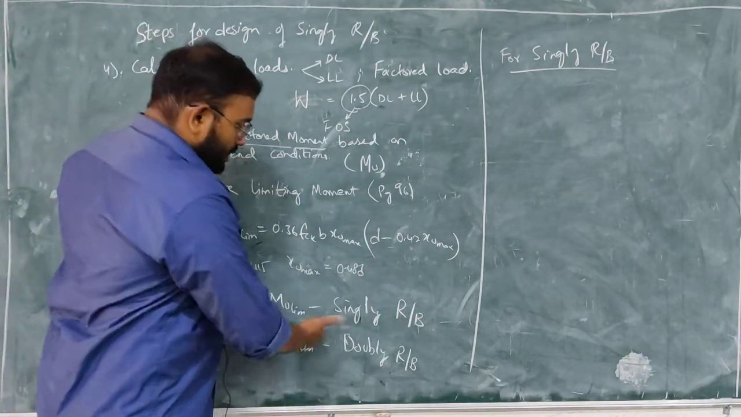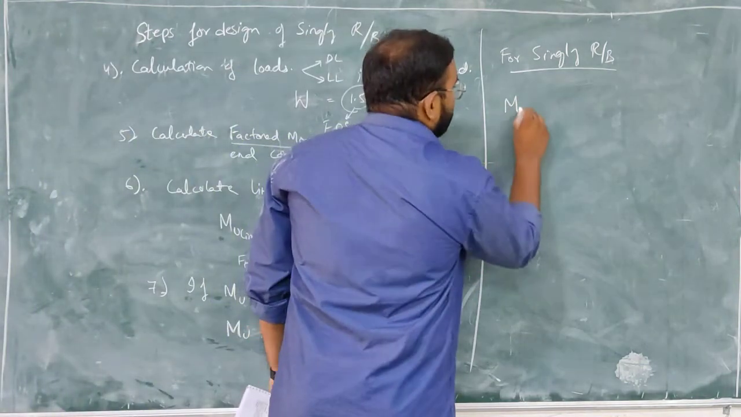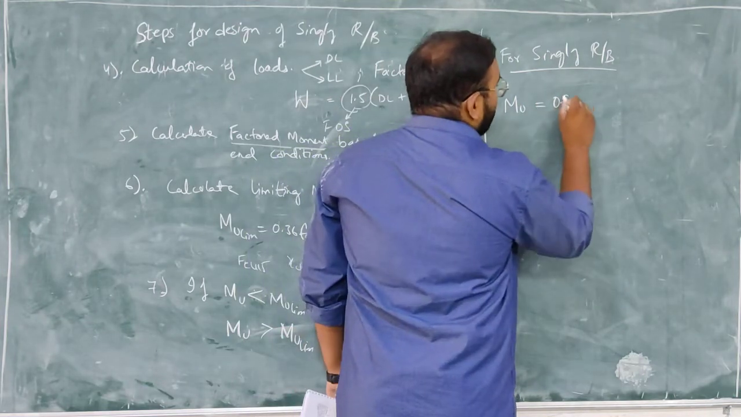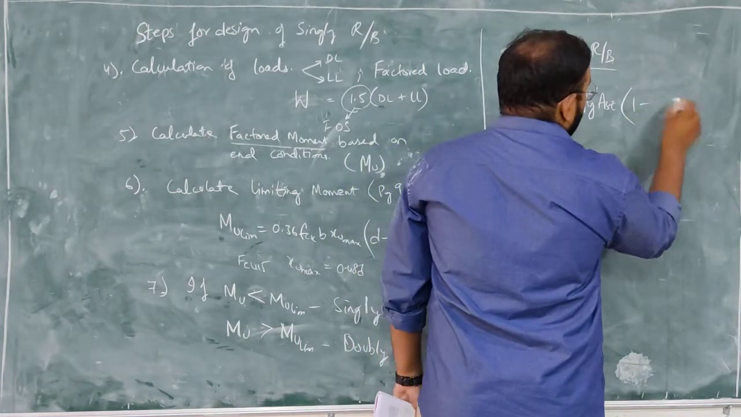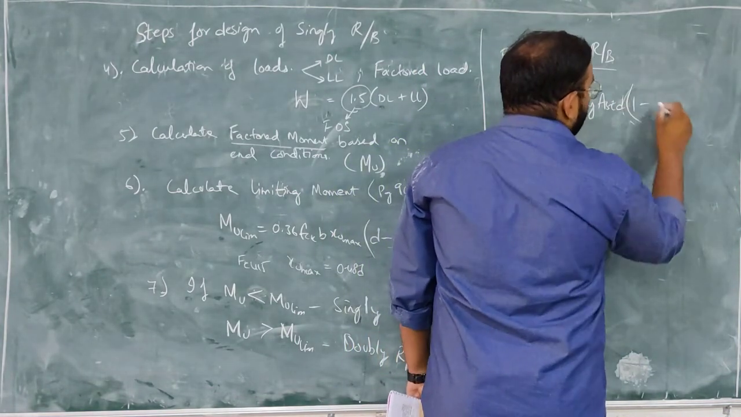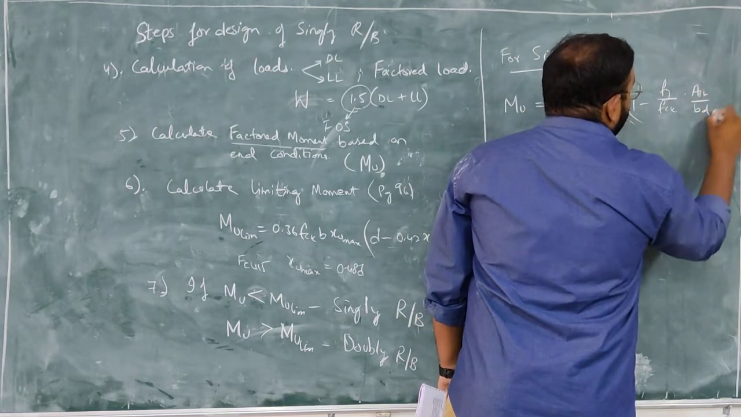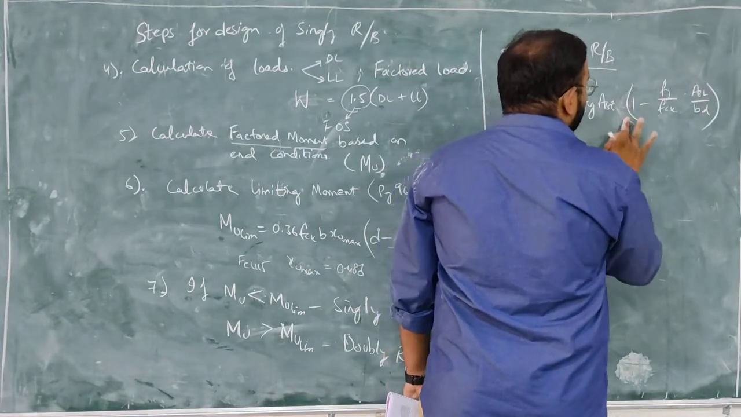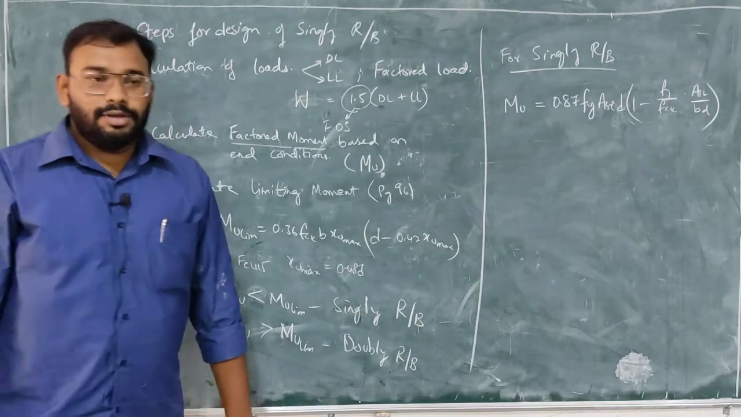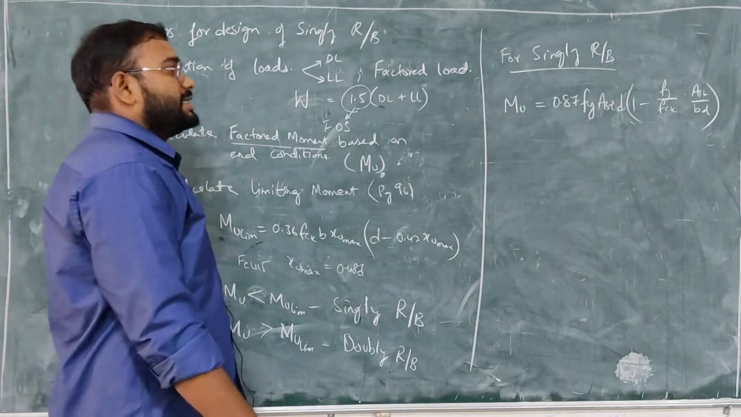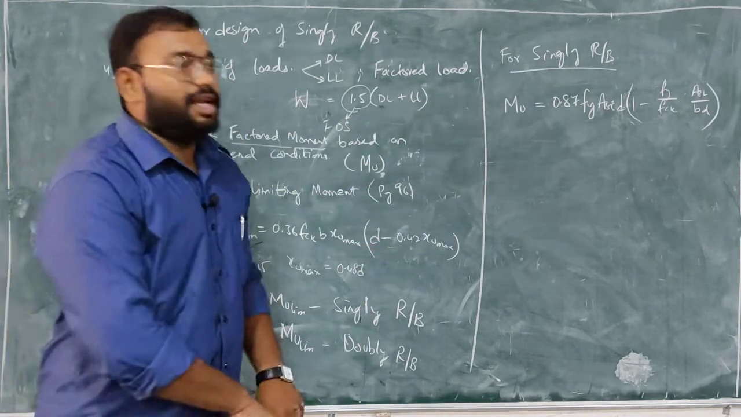Suppose the first condition is satisfied and the beam is singly reinforced. Now you need to use this formula: Mu is equal to 0.87 Fy AST into D into 1 minus Fy by Fck into AST by BD. This formula is given on page number 96. Please check your code books. So from this, what is to be calculated? Area of reinforcement.